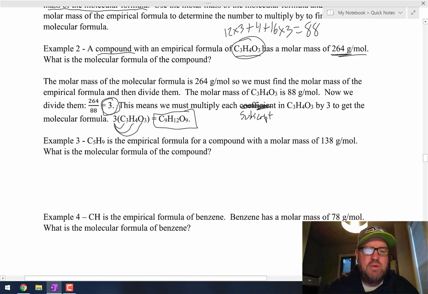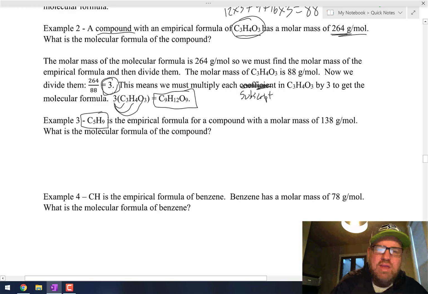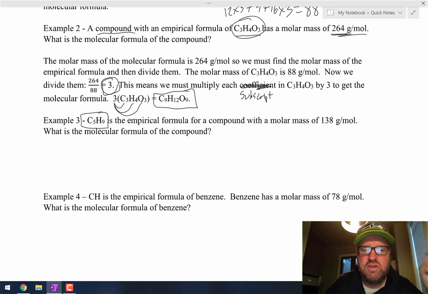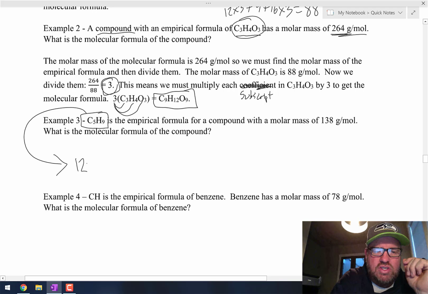Okay, example number 3 says C5H9 is the empirical formula for a compound with a molar mass of 138 grams per mole. What is the molecular formula? So again, start with the empirical formula. This is a good idea, again, to stop right here, check and see if you know how to do it, and then compare your answer with mine. The molar mass of C5H9 is 12 times 5 plus 1 times 9 equals 69 grams per mole.